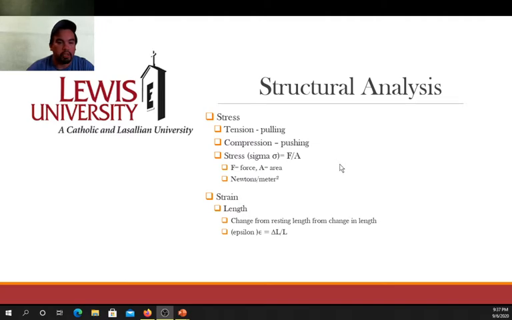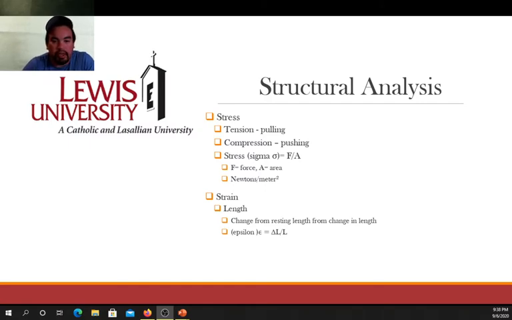Okay, so when we look at bone, we want to look at a structural analysis of it, just as if you were building a house or a deck or a fence. You want to make sure that the structure you're using can handle the stresses and strains you're going to place upon that system. When it relates to bone, we're typically talking about tension and compression. That means a pulling and a pushing that happens on a bone.